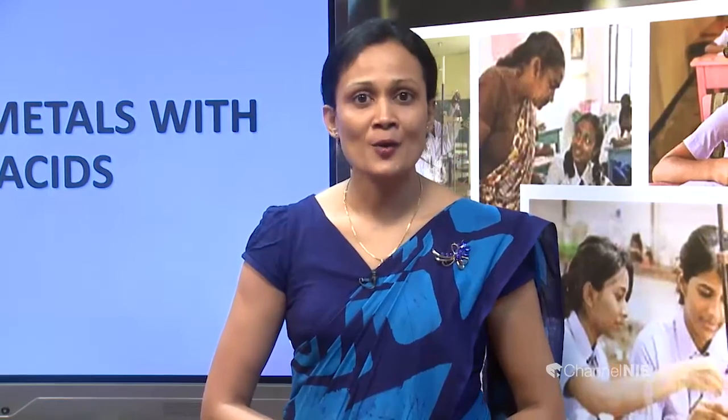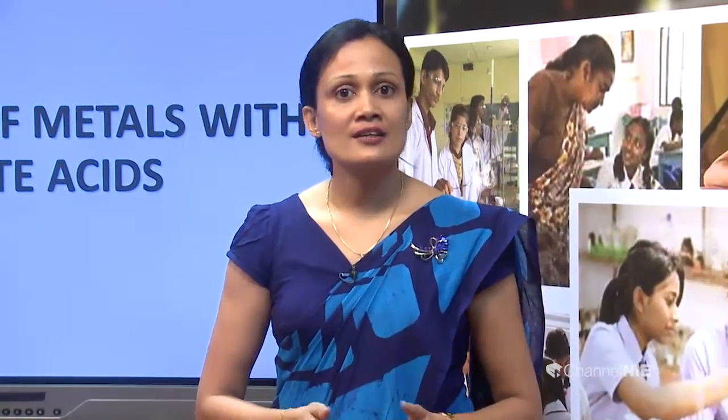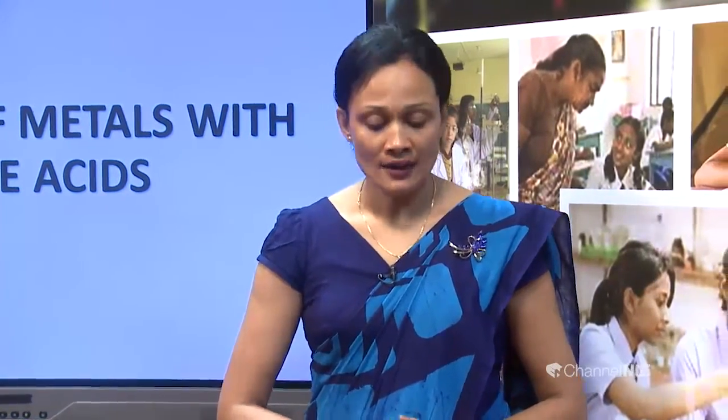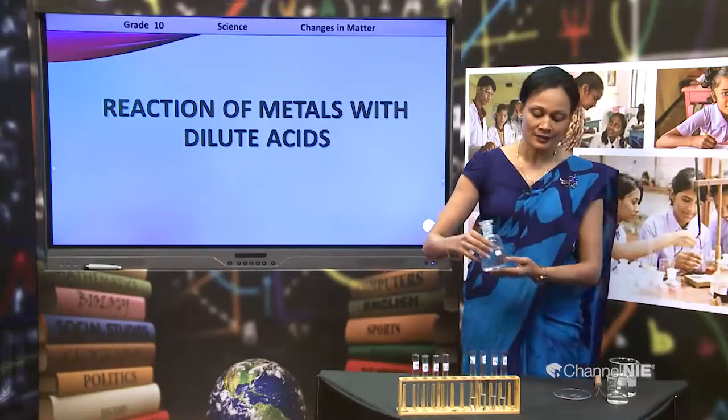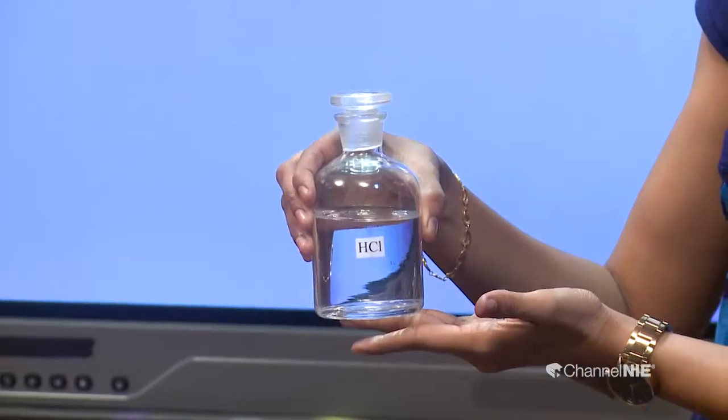Now let's check how metals react with dilute acid. Okay children, let's observe how metals react with dilute acid. You know, in our labs we can use different acids: hydrochloric acid, nitric acid, sulfuric acid. But here I used hydrochloric acid, a colorless solution.